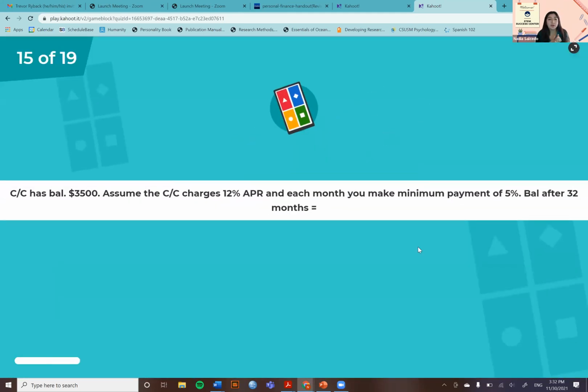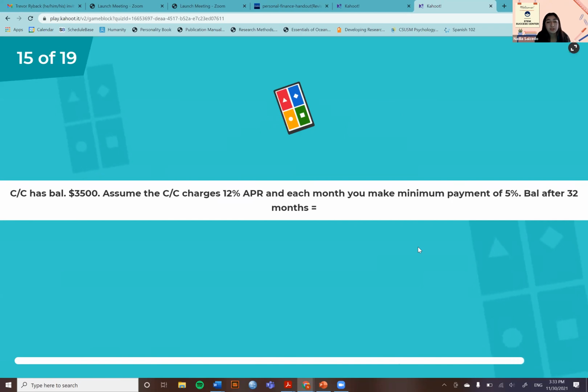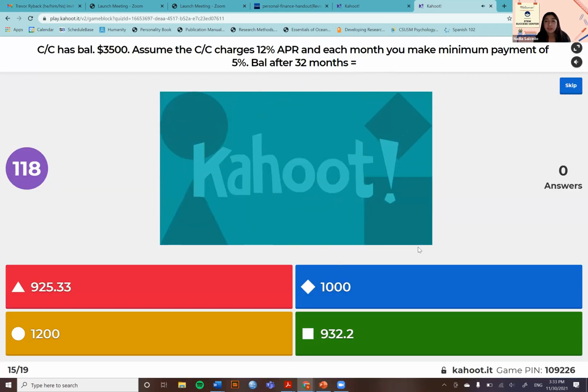Okay, so your credit card has a balance of $3,500. Assume the credit card charges 12% APR and each month you make minimum payments of 5%. What is the balance after 32 months? So you're making minimum payments and you're trying to find the balance after 32 months.